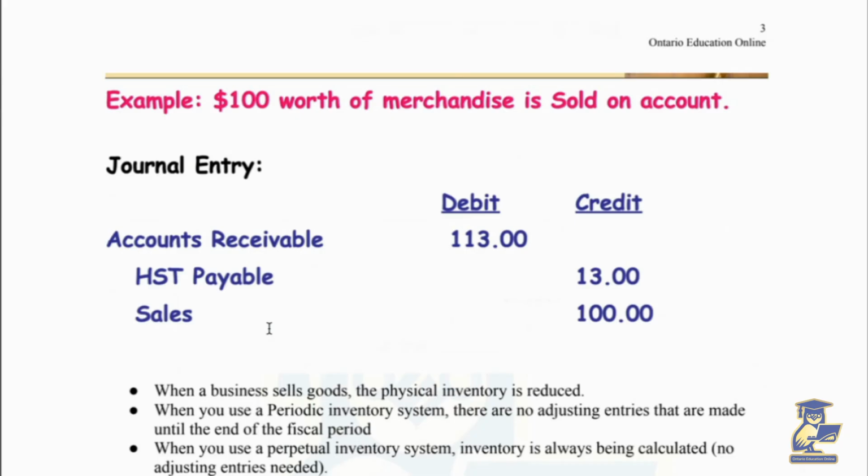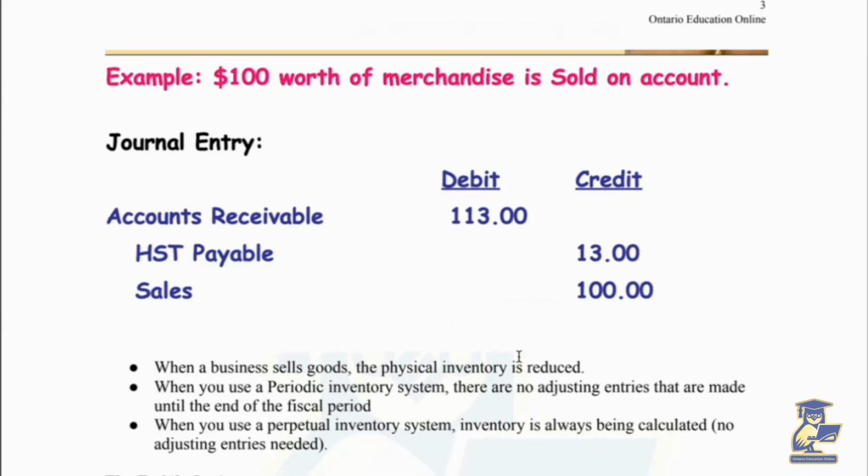In this example, let's look at what would happen if there were $100 worth of merchandise sold on account. So we have accounts receivable for $113. Our HST payable would be credited for $13, and our sales would be credited for $100. Remember that when a business sells goods, the physical inventory is reduced. However, no accounting entries are made to record this decrease in inventory when the periodic system is used. It is easier to allow the inventory to be inexact during the fiscal period and to correct it at the end with adjustments. And you will see this later on in the unit.